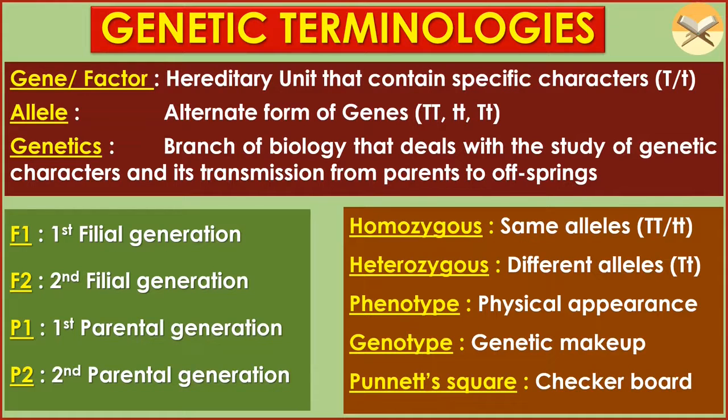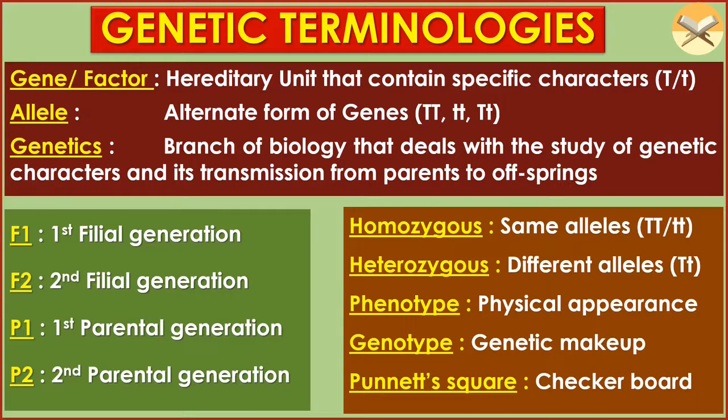For example, here I represented capital T and small t. Capital T is the gene for tall height and small t is the gene for short height. Allele is the alternate form of genes. When we represent genes in the form of a pair, then it is called an allele. For example, capital T capital T, small t small t, and capital T with small t.